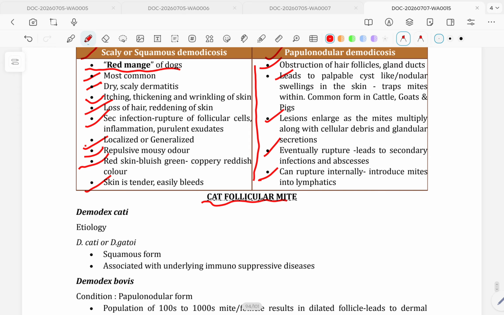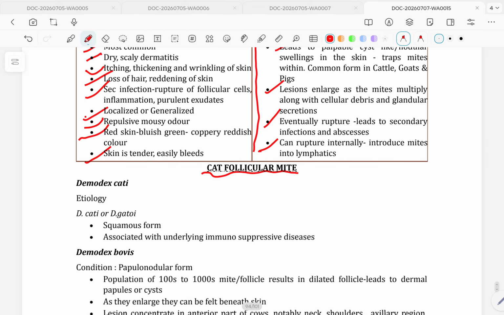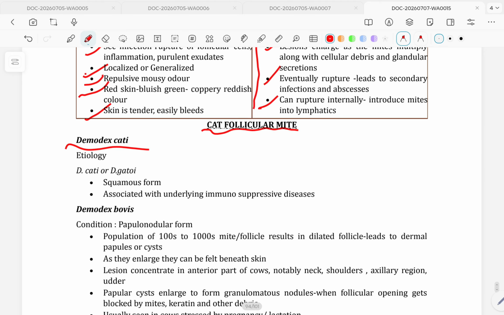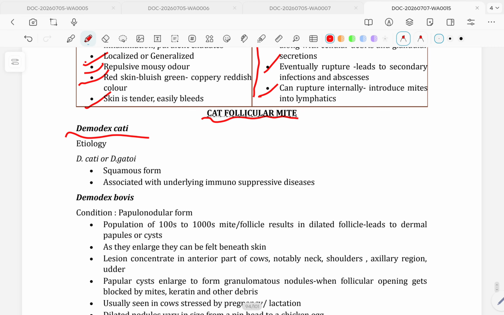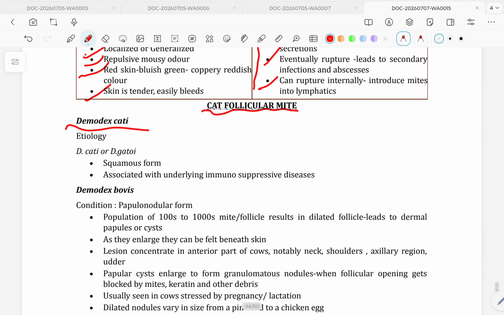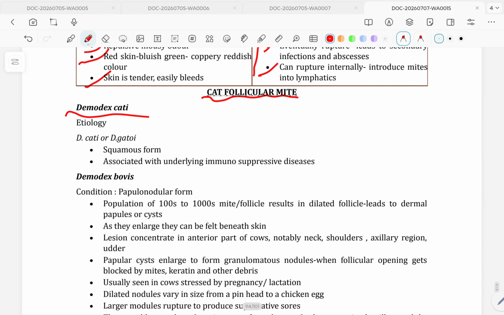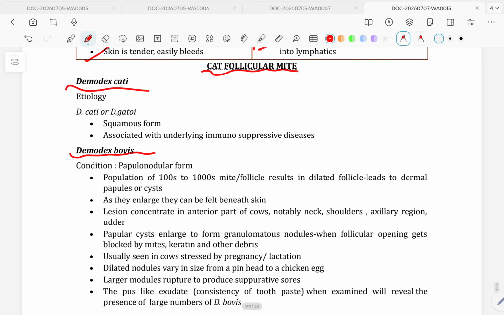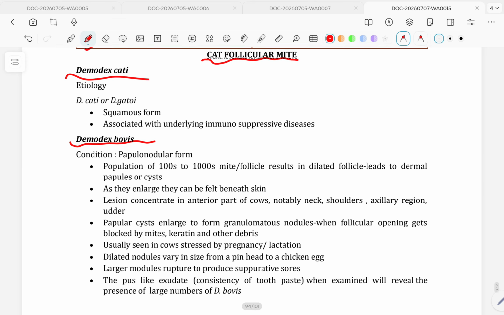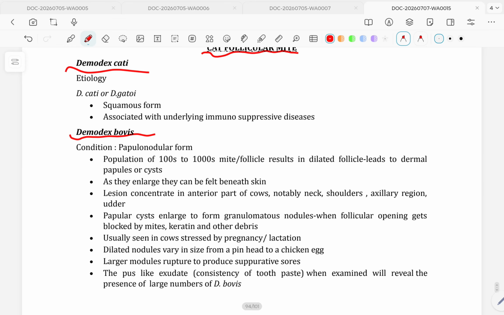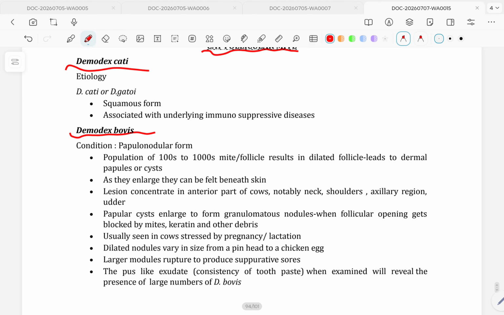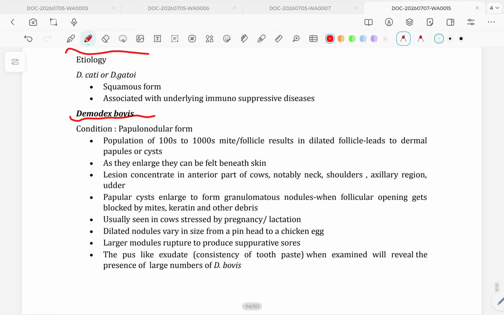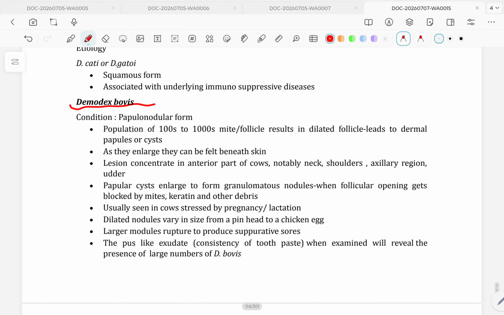Cat follicular mite, Demodex cati. Etiology: D. cati or D. gatoi, the squamous form associated with underlying immunosuppressive disease. Demodex bovis. Condition: papulonodular form. Population of 100 to 1000 mites per follicle results in dilated follicles, leading to dermal papules or cysts. As they enlarge, they can be felt beneath the skin.